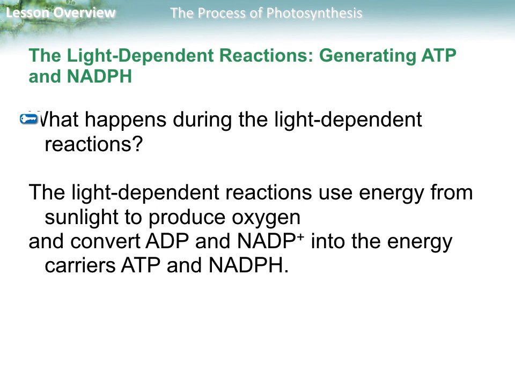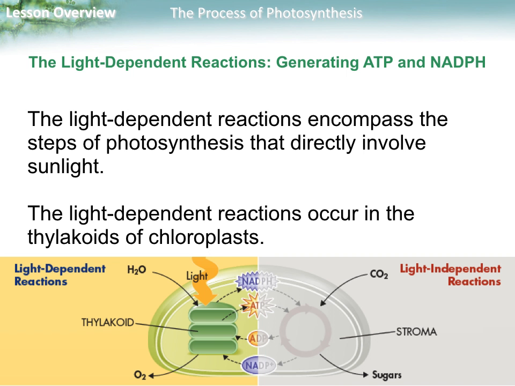So what happens during the light-dependent reactions? The light-dependent reactions use energy from the sunlight to produce oxygen and also to convert ADP and NADP into energy carriers, and those are ATP and NADPH. The light-dependent reactions encompass the steps of photosynthesis that directly involve sunlight. So remember, light dependent and light independent don't necessarily mean they're happening during the day and during the night. It just means that one needs sunlight to happen.